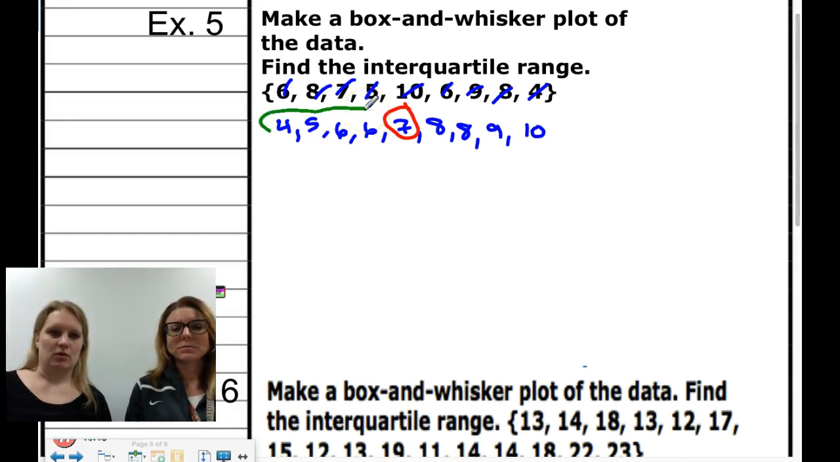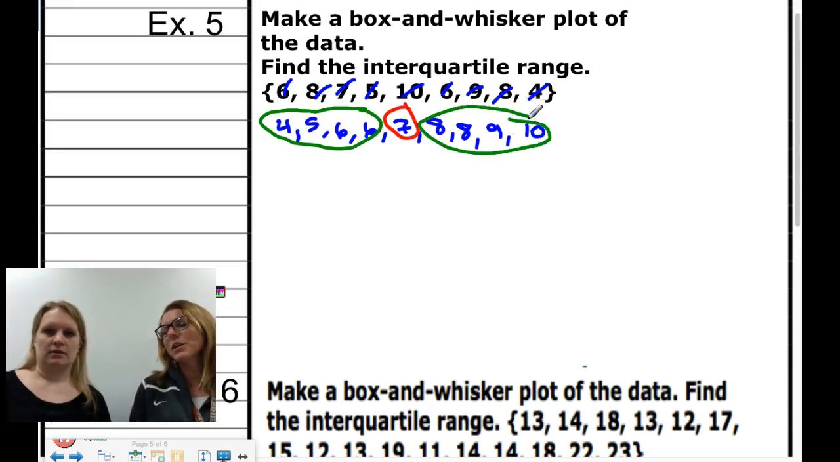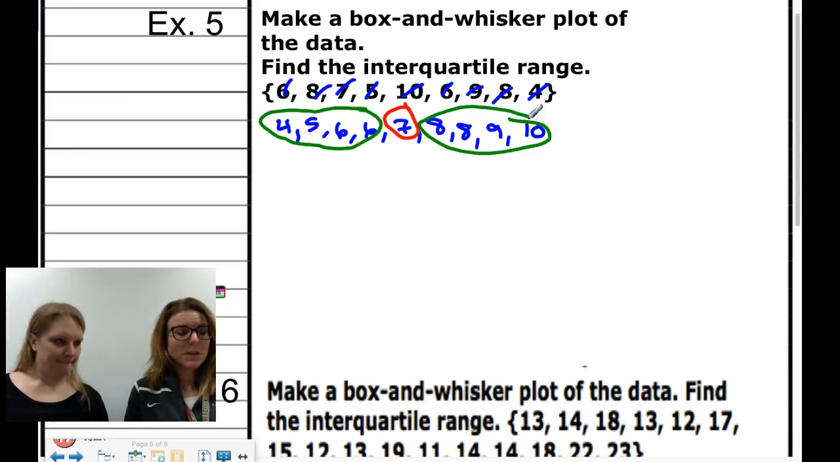So here's our quartile 1, and there's our quartile 3. 7 is not included in either set when you have an odd number of data values. Okay, are we ready to write our box and whisker plot?